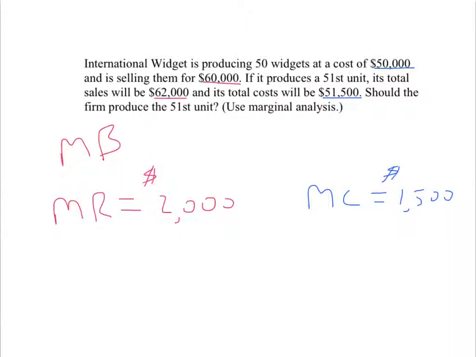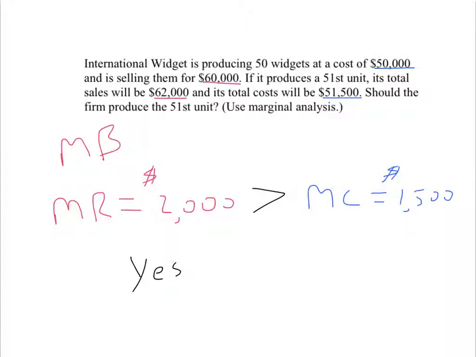So, should the firm produce the 51st widget? Well, marginal revenue is greater than marginal cost. And so our decision, yes, we're going to produce the 51st unit, and by doing so, the firm will see its profits increase.